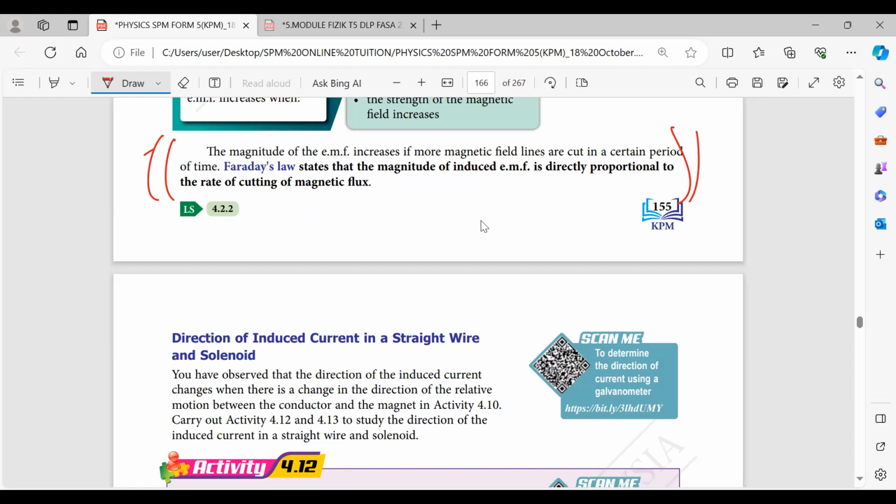So today is 26/10/23. We stop here. Next week, we will be doing the direction of the current induced. This is related to your Lenz's law. So we will stop here.